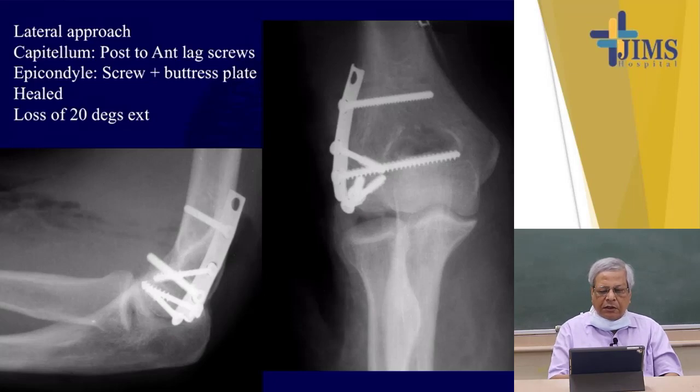This is also a capitulum fracture plus a lateral epicondyle fracture. So here this is fixed with 2 individual screws, plus this lateral epicondyle fracture with a small plate and other screws. He had excellent healing but had a loss of 20 degrees extension.